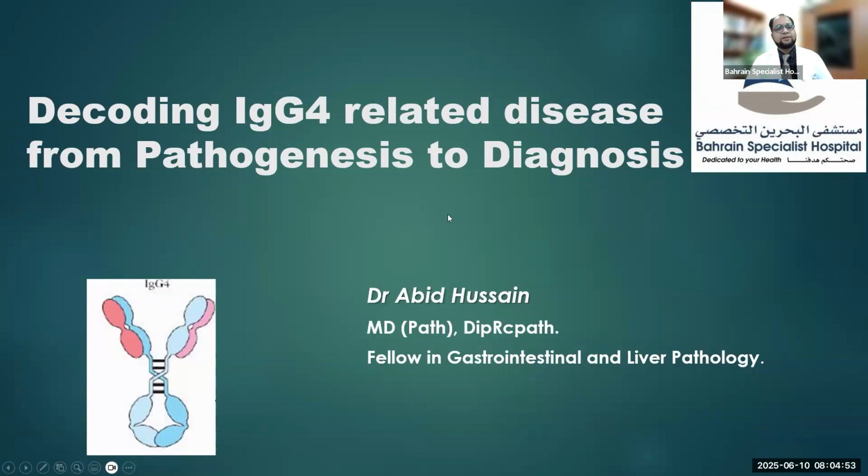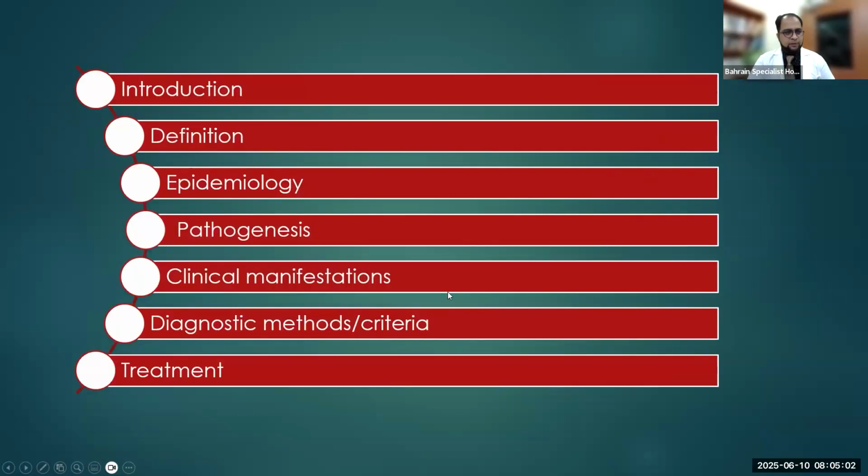My topic for today is IgG4 related disease. We will try to decode it from pathogenesis to the diagnosis. We begin this topic with some subheadings like introduction. I will be discussing the subtypes of IgG, the subclasses of IgG1, G2, G3, and G4.